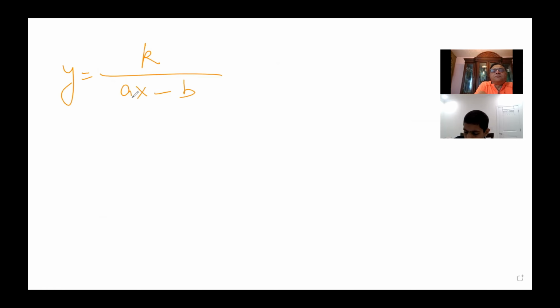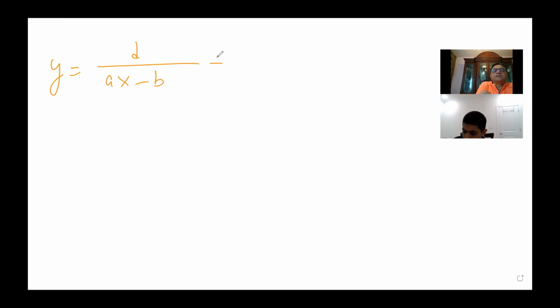Ax minus b. We know that x is not equal to... okay, I should add more components to it. Let me erase this and use another way. Y equals to... H and K are normally used for translations. So let me say D on the top, AX minus B plus K. Is that okay now? Yeah.